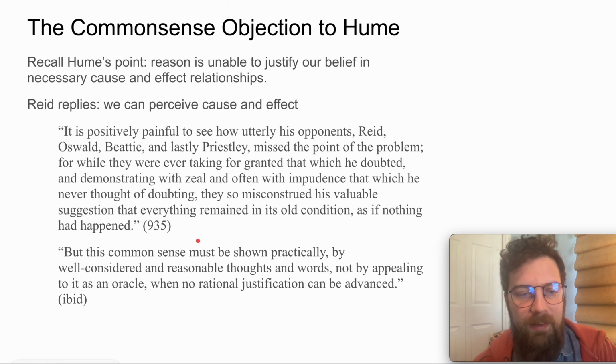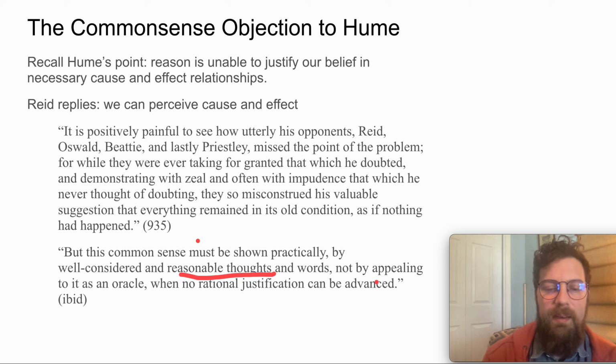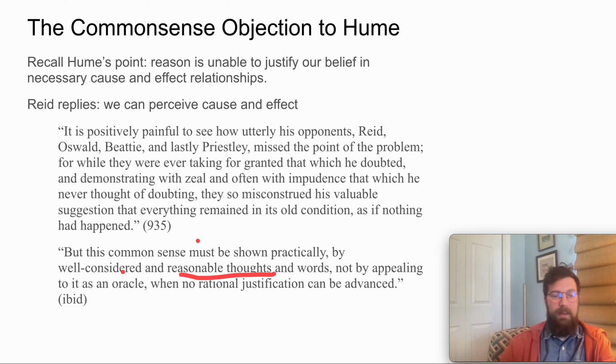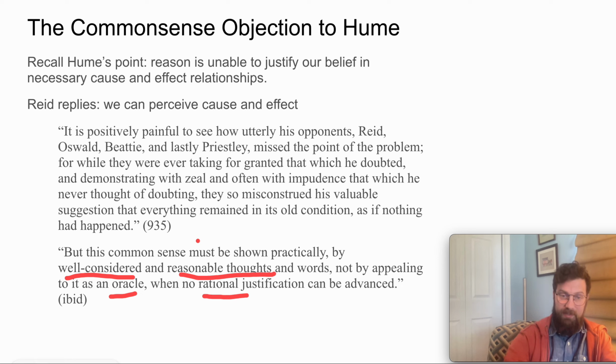So for Kant, he's going to say this common sense must be shown practically by well-considered and reasonable thoughts and words. To a certain extent, Kant is fine with common sense, but you need to have common sense considered within a theoretical framework. You have to have well-considered reasonable thoughts about Hume's problem of induction rather than just dismissing it. So you can't appeal to common sense as an oracle. An oracle would just be a magical god that can come right out and tell you the right answer. Kant has a problem with just appealing to common sense as if it were an oracle, because that sort of approach does not offer us any rational justification for what we're believing.